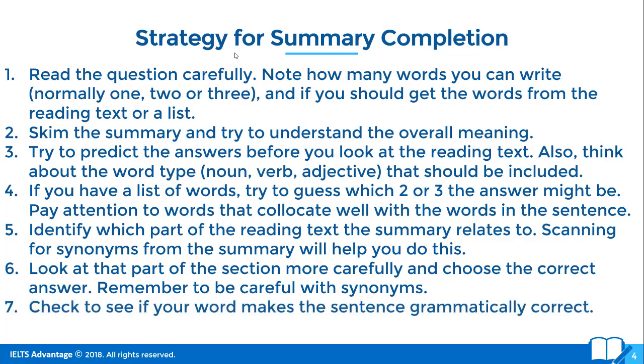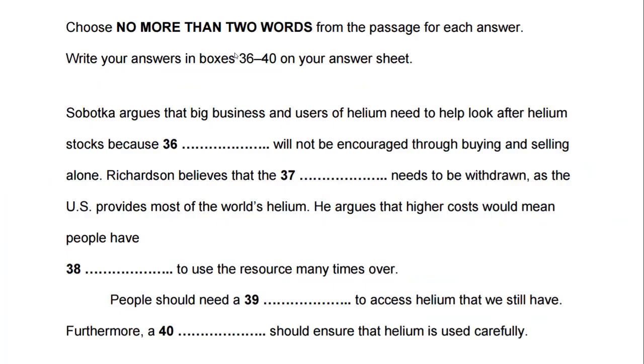Number 7, check to see if your word makes the sentence grammatically correct. If it doesn't, it's wrong. If it does, mark it down and get going. Okay, so let's have a look. First thing is the instructions. Choose no more than 2 words. So what does that mean? It can be 1 word, it can be 2 words, but not more than 2 words. So if you have 3, 4, 5, whatever, it's wrong. If it's 1, that might be correct. 2, that might be correct. More than 2, wrong.